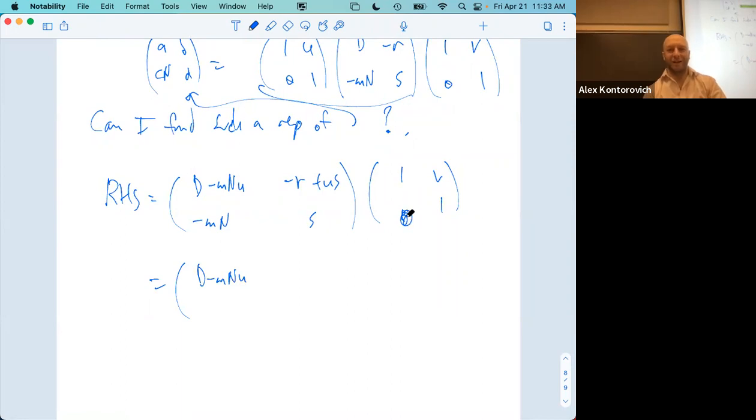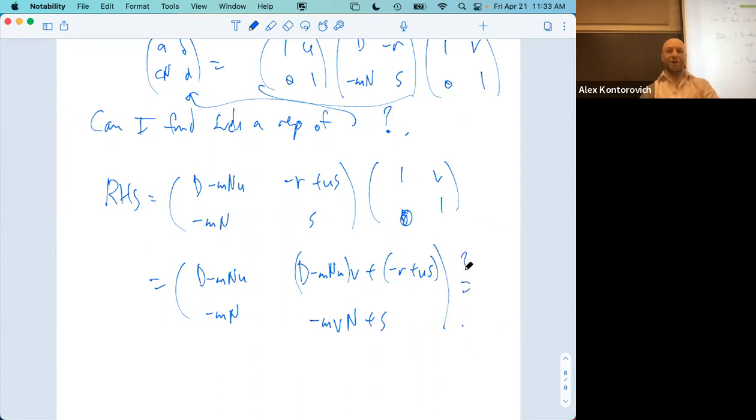Okay, so that's a D and then that. And then the bottom row is also minus MN. Good. And this row is something really nasty: D minus MNU times V plus minus R plus US, whatever it is, I don't actually care. And down here I have a V minus MVN plus S. And I want this to match up with A, B, C, D.